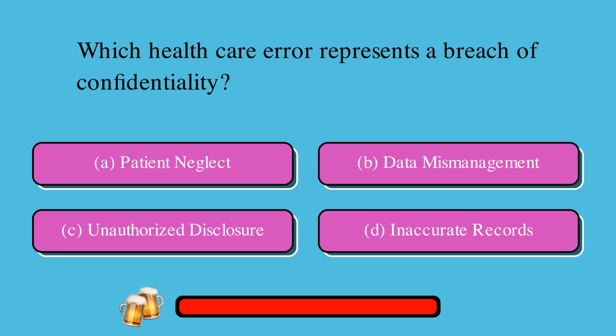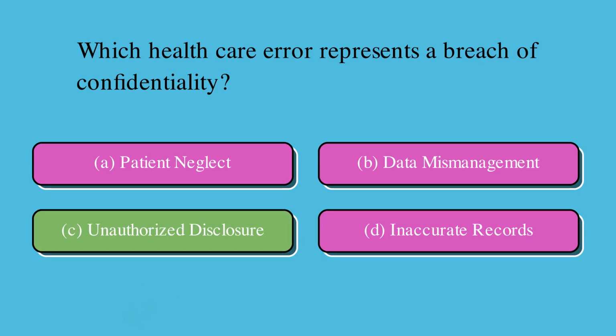Which healthcare error represents a breach of confidentiality? A. Patient neglect, or B. Data mismanagement, or C. Unauthorized disclosure, or D. Inaccurate records? The correct answer is C, unauthorized disclosure.